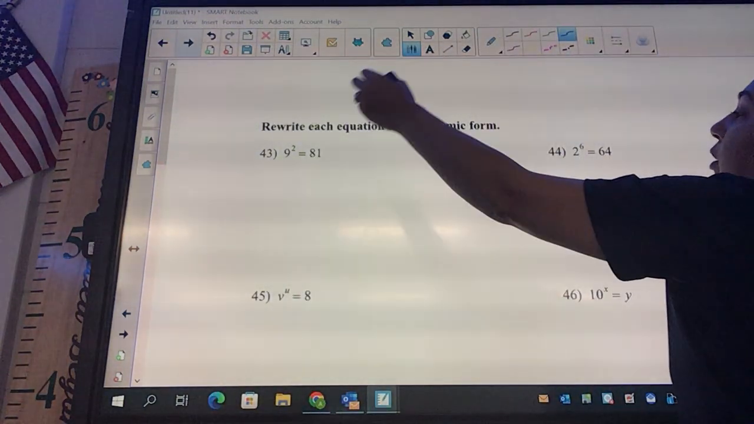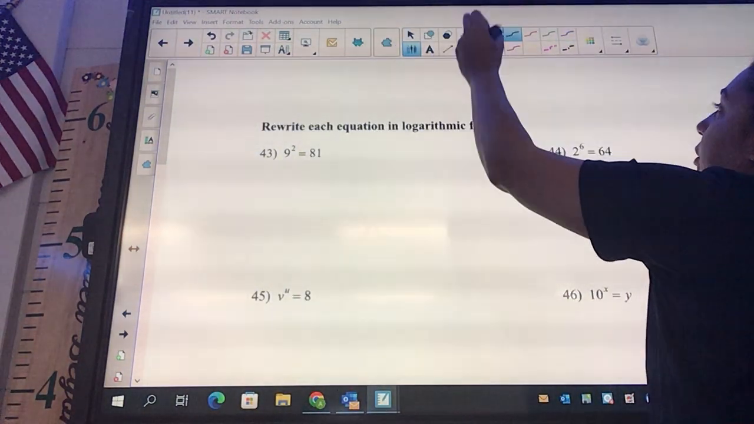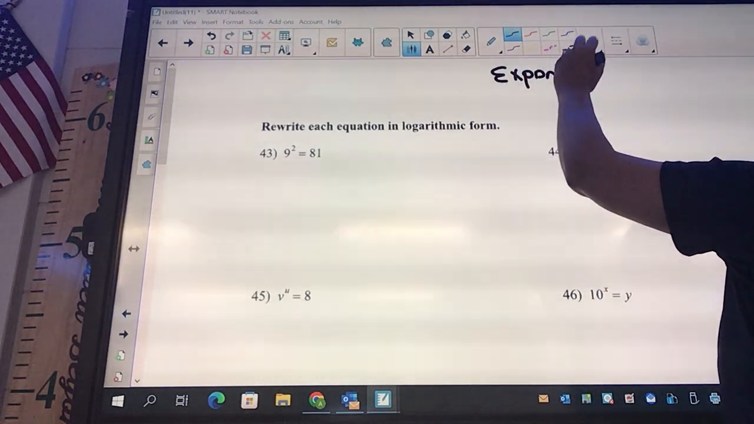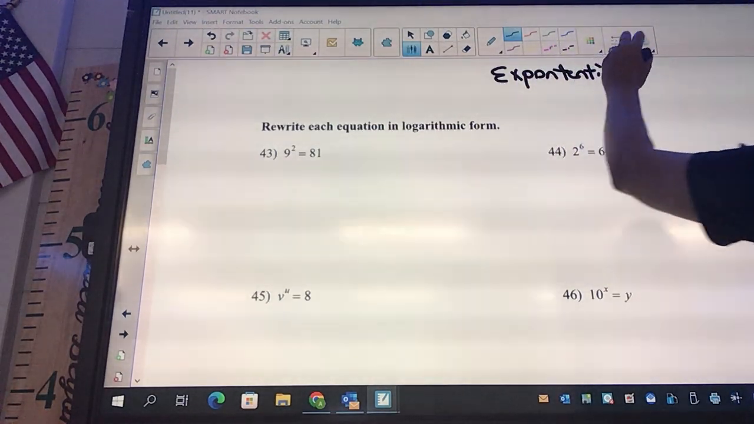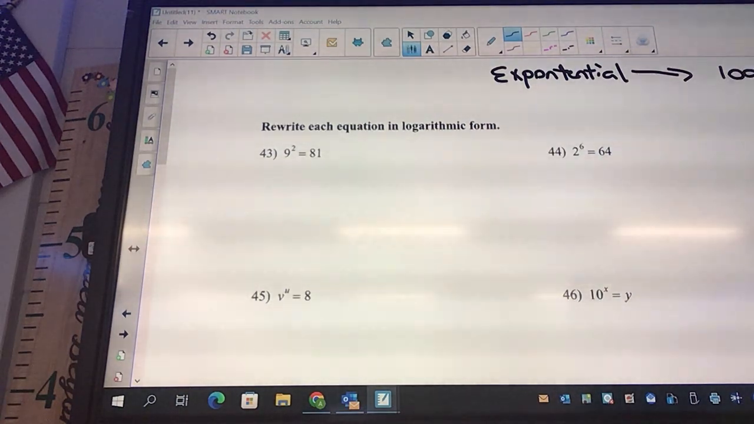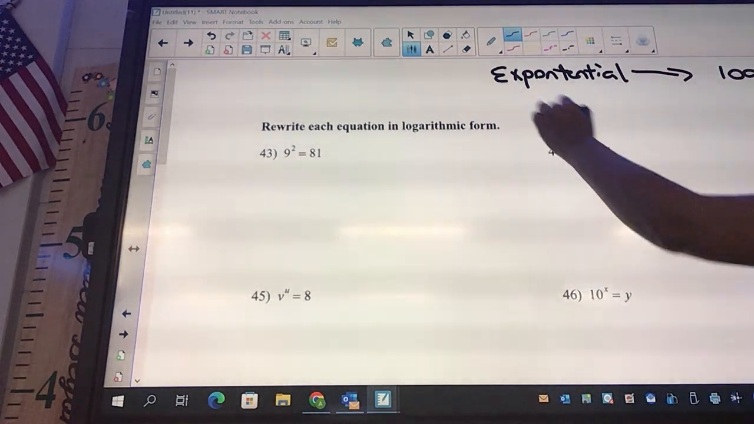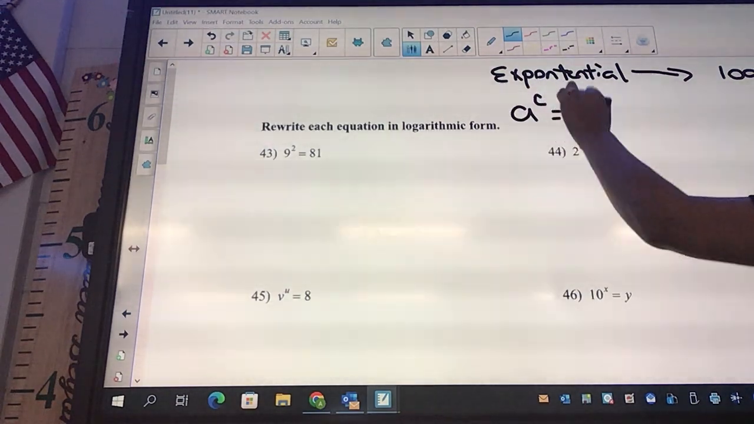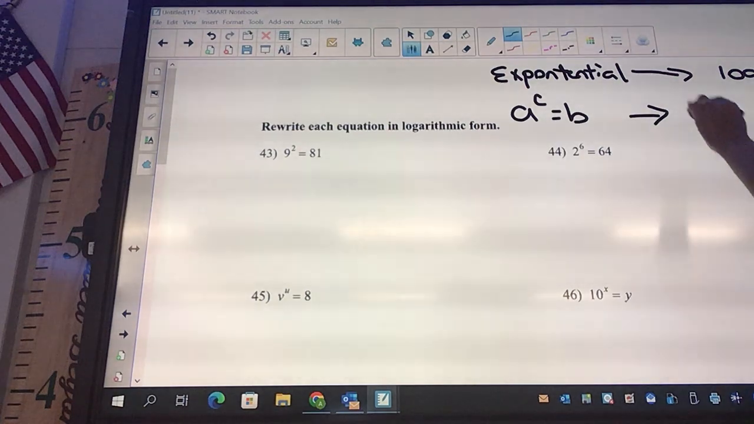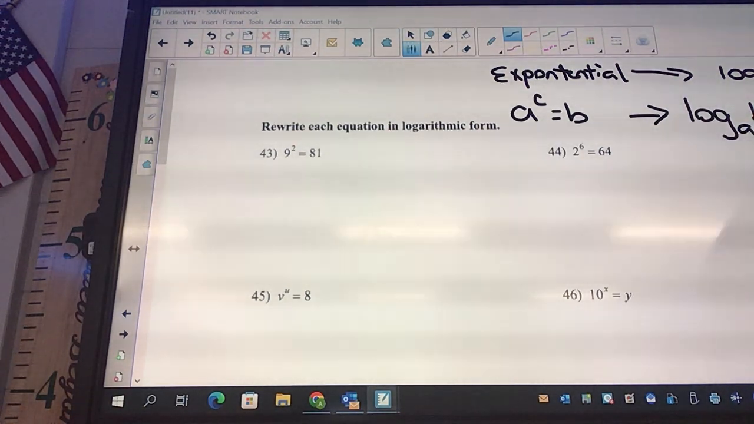Okay, these ones are given to you in exponential form, to log form. Okay, so we're doing the same thing, but just kind of backwards. So it goes a to the c equals b, and that needs to get turned into log of a, b equals c.